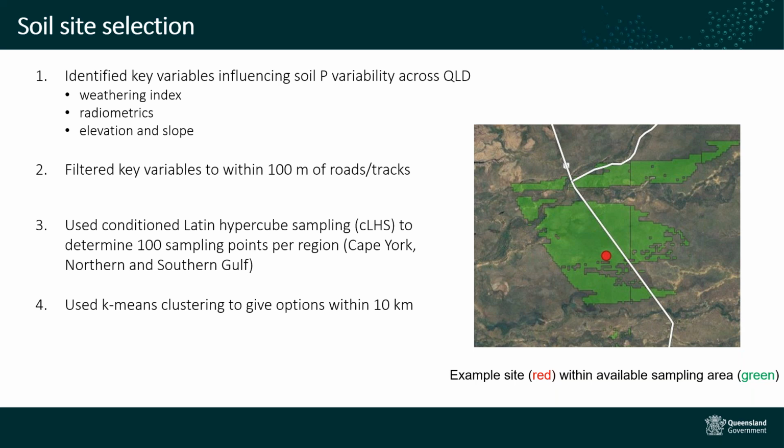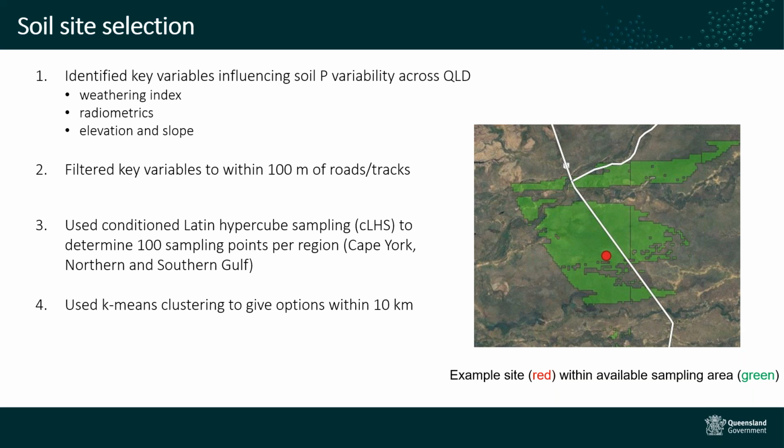We then used a process to capture the variability across these areas as much as possible. So we used this algorithm called conditioned Latin hypercube sampling, and we allocated about 100 sampling points per region to give a bit of flexibility in terms of how many samples could be taken. So we put 100 samples for the Cape York, the Northern Gulf and the Southern Gulf. And since we were expecting a lot of these samples probably wouldn't be able to be accessed, we used a process called K-means clustering, which grouped the data together based on similar characteristics, so we could get more options around that area.